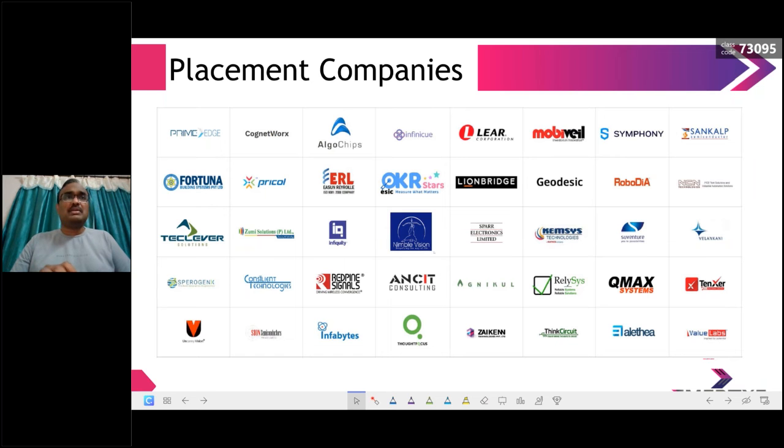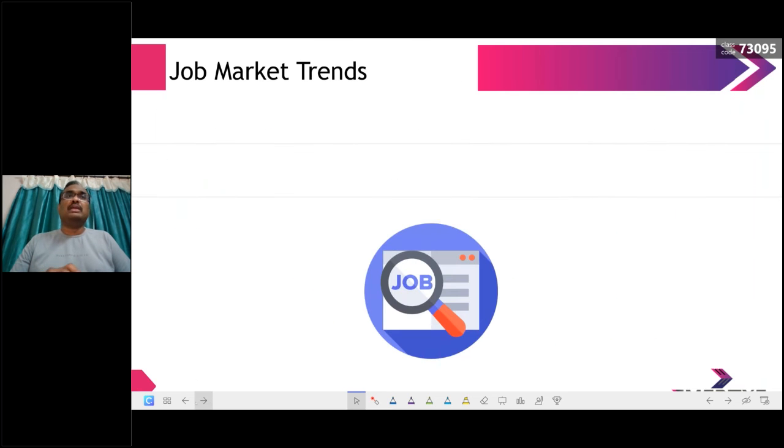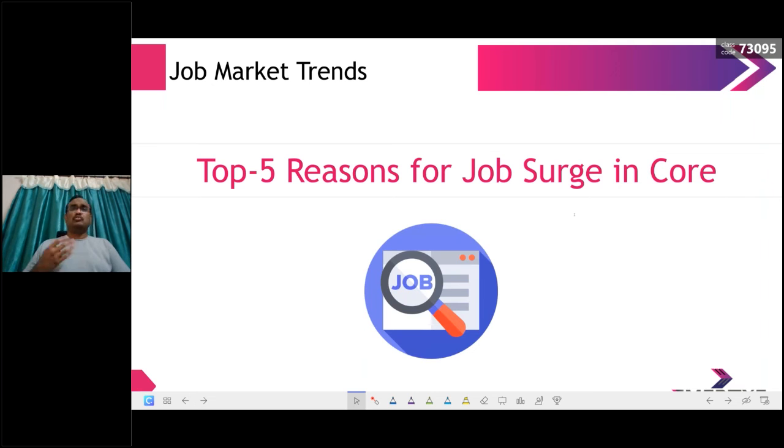Okay, so this is about the clientele we have. Now let us get into the job trends. Why are there so many jobs in the recent past? Especially if we talk about the core segment, even though there are a lot of jobs broadly available in the market, we cannot comment on other domains, for example machine learning or data science. We are not doing programs in that. But definitely we can vouch for and talk about the core jobs.